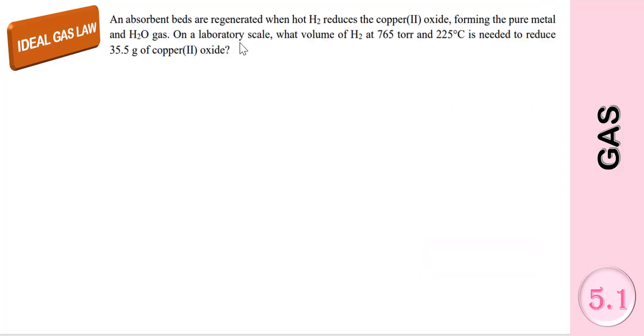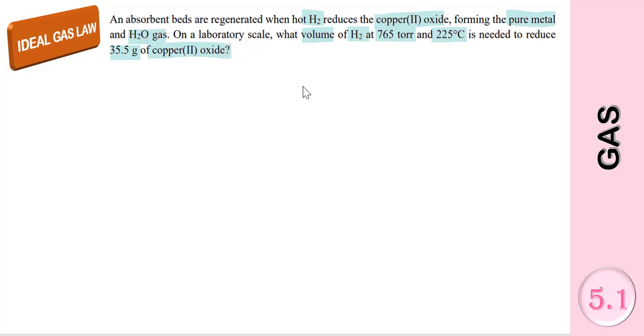So let's have a look at an example. So we have an absorbent that's regenerated when hot hydrogen reduces the copper(II) oxide, forming the pure metal and H2O gas. On a laboratory scale, what volume of hydrogen at 765 torr and 225 degrees Celsius is needed to reduce 35.5 grams of copper(II) oxide?